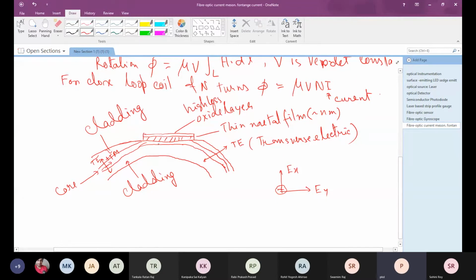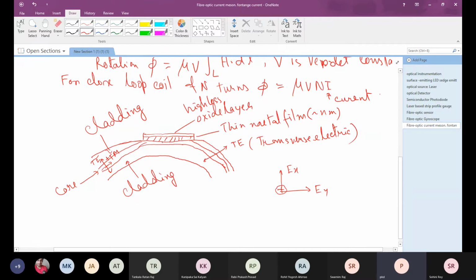Okay, so therefore we can have two dominant components corresponding to these two dominant modes, transverse electric and transverse magnetic modes. Now this thin metal film refractive index is chosen in such a manner that it mostly couples the transverse magnetic field mode. Okay. The coupling depends on the refractive index difference of the two guided media.